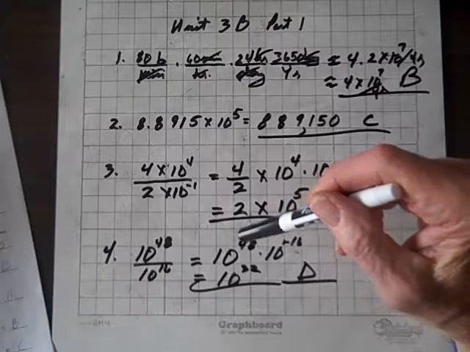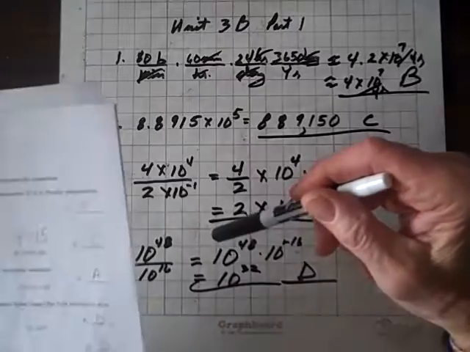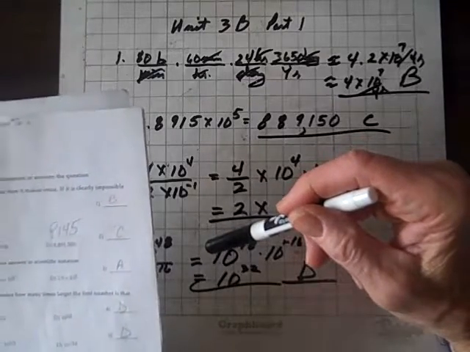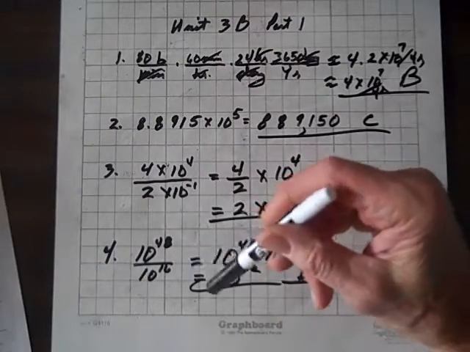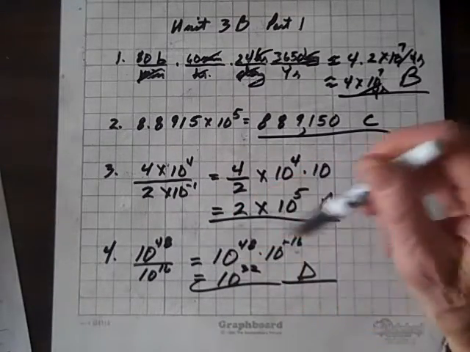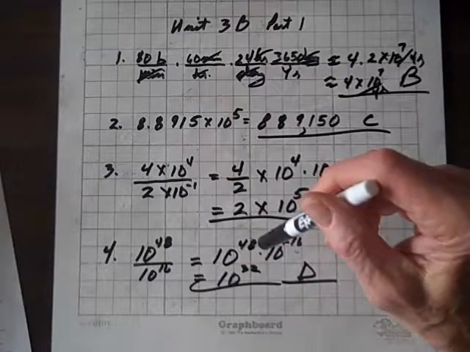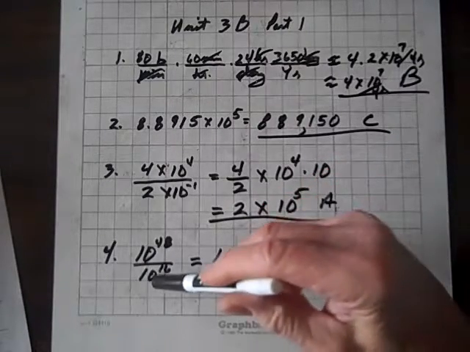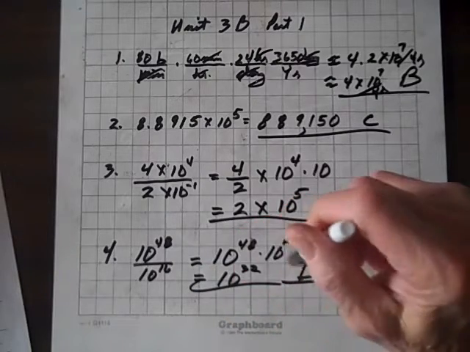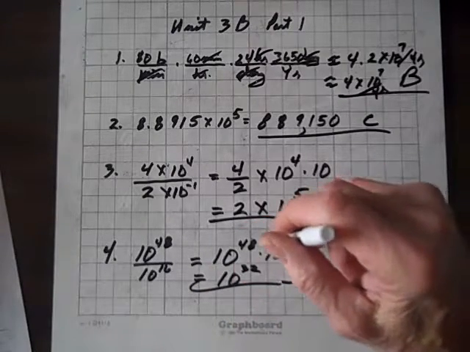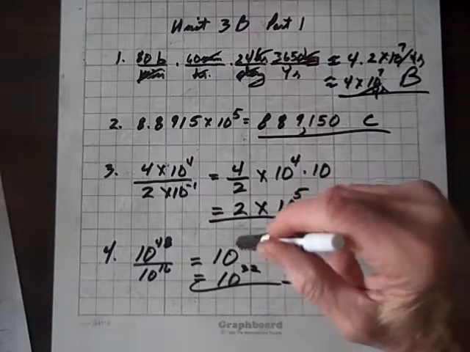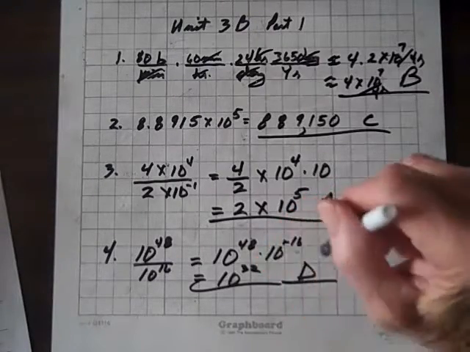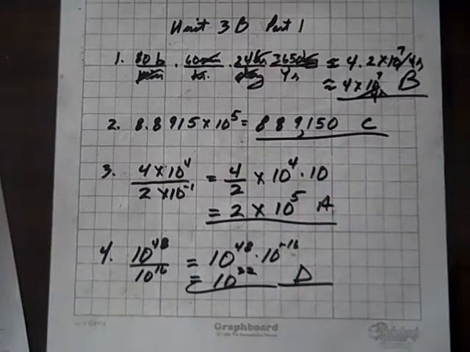For 4, we want to know by what factor the first is larger than the second. So that means we just divide, and so 10 to the 48th divided by 10 to the 16th. Moving this factor of 10 upstairs, we change the sign on the exponent. 10 to the 48th times 10 to the negative 16, and 48 minus 16 is 32, and that's selection D. Well, let's keep going.